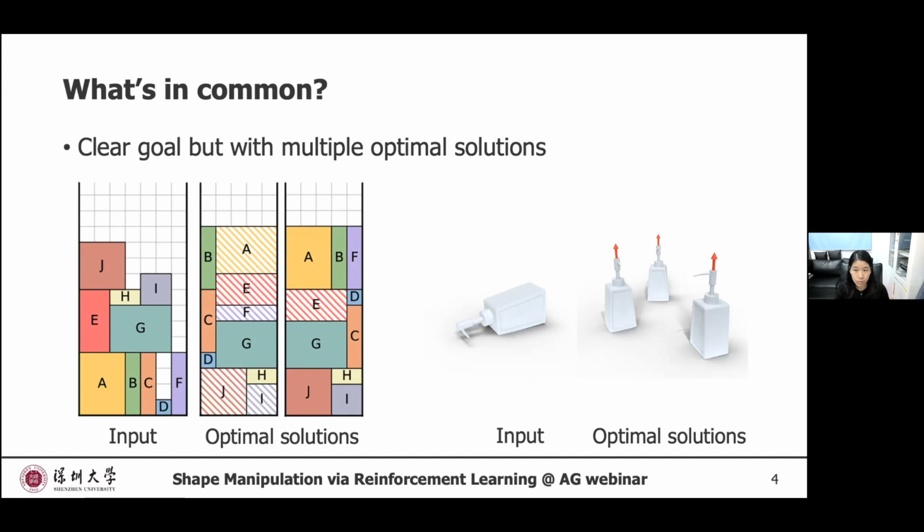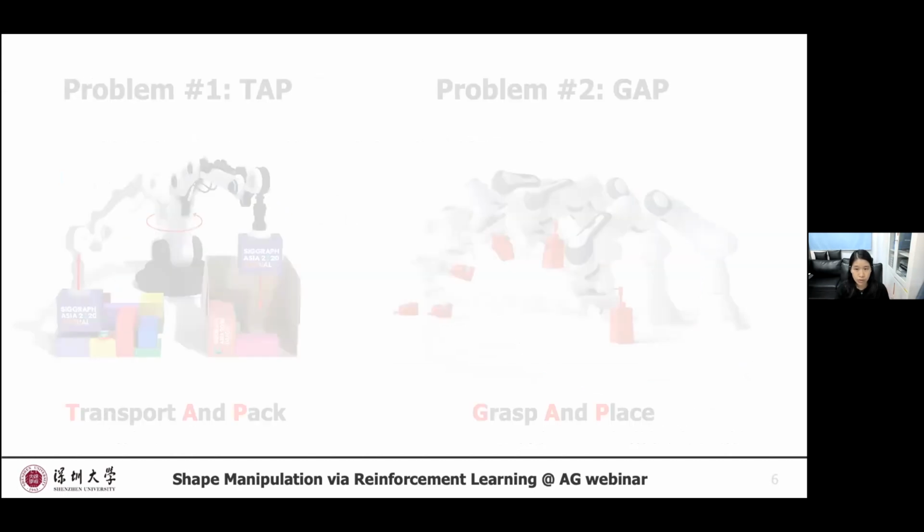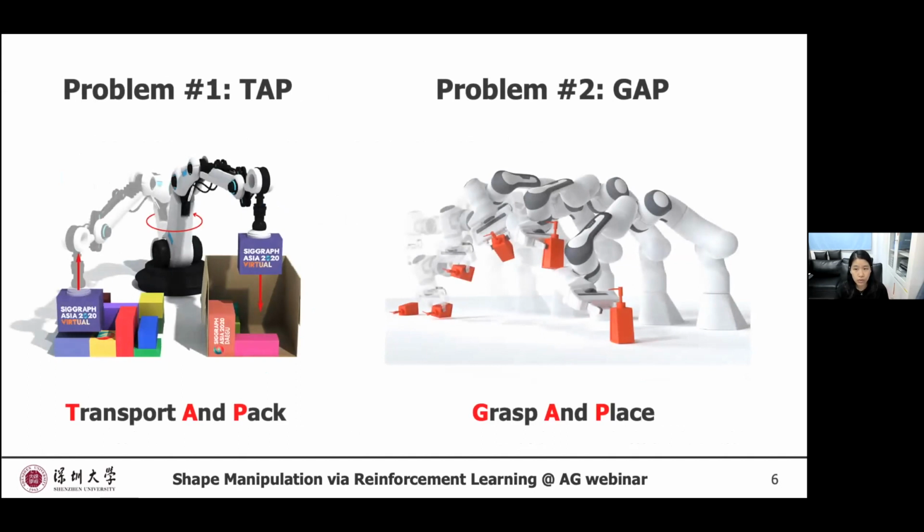When solving those two problems, we found that for this type of problem, using reinforcement learning to find a policy to guide the path to any optimal solution can get better results than using a supervised learning method that tries to directly map to one optimal solution. So next, I will give more details of how to use reinforcement learning to solve those two problems.